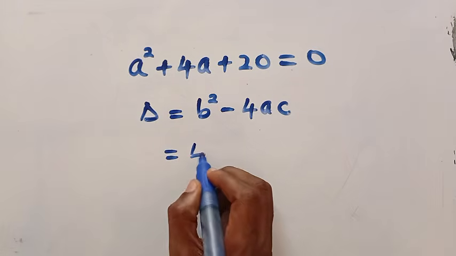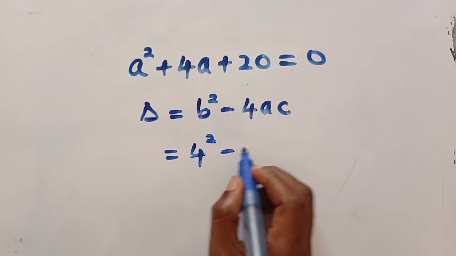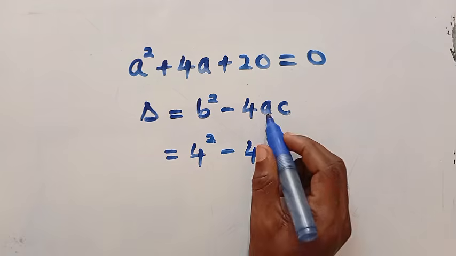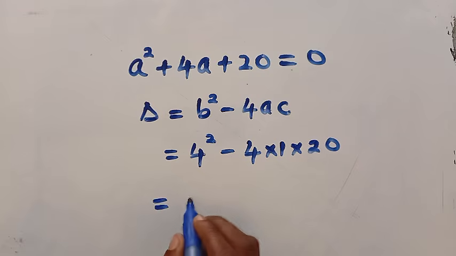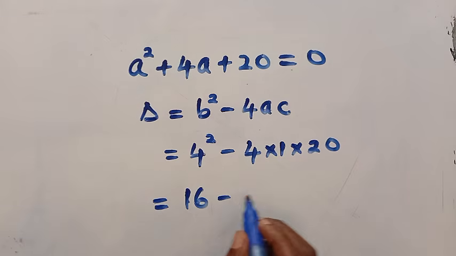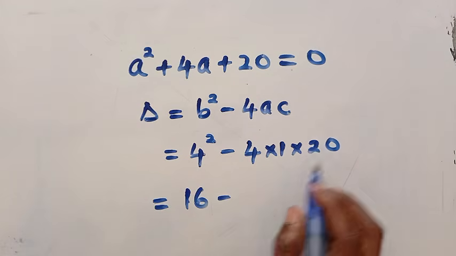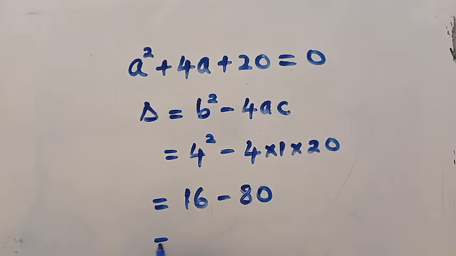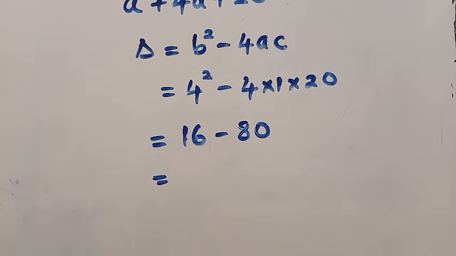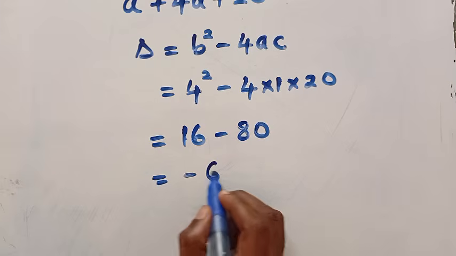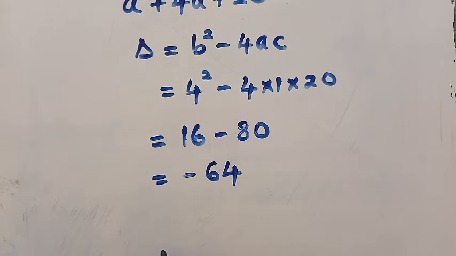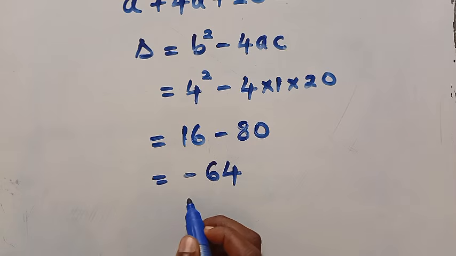that is 4. If you write that one, we get 4 squared minus 4 multiplied by a is 1 multiplied by c is 20. And we have this equals 4 squared, that gives us 16, minus 4 multiplied by 1 multiplied by 20, that gives us 80. And the result of this, we want to subtract these two expressions. 16 minus 80 gives us minus 64. Then this is negative. It shows that we are getting a complex solution.